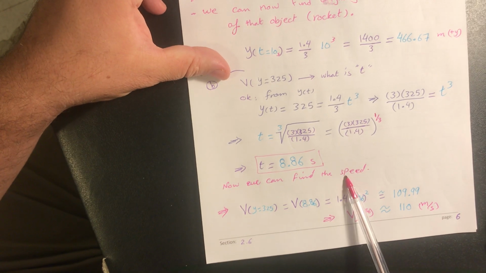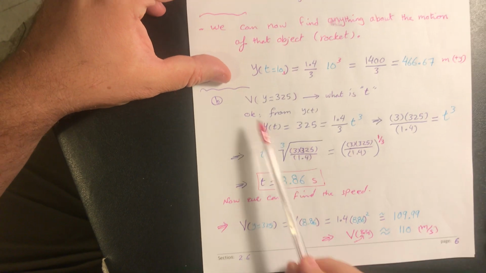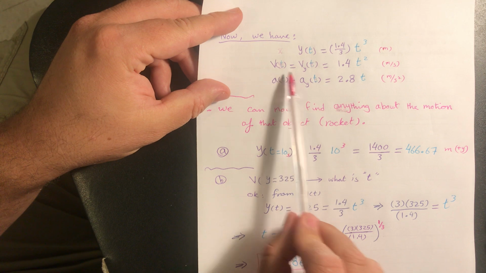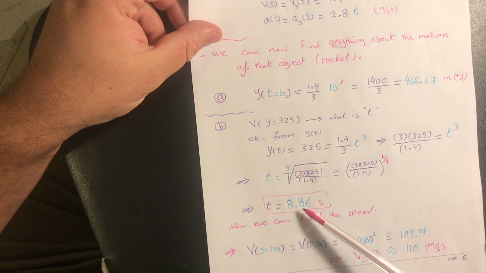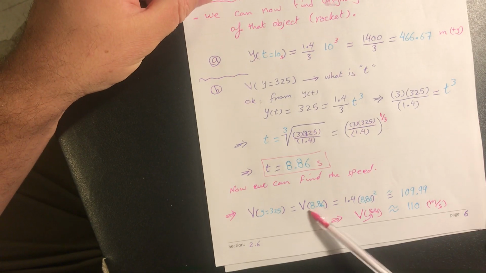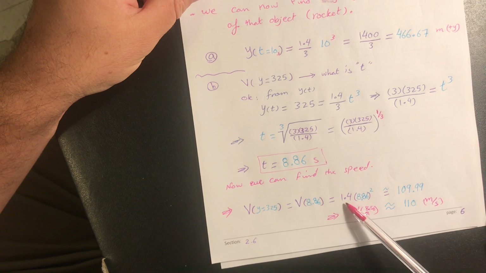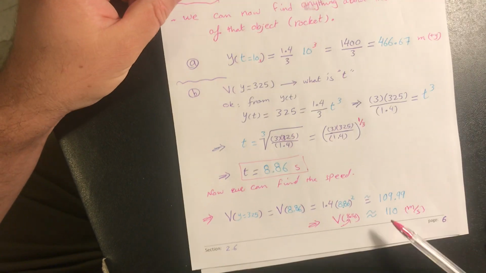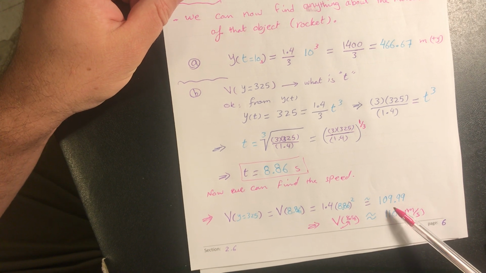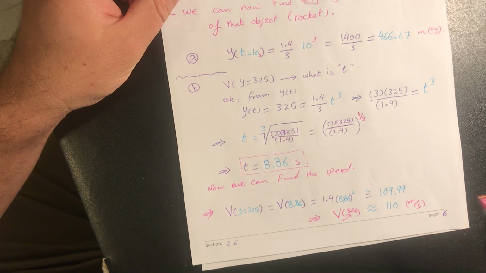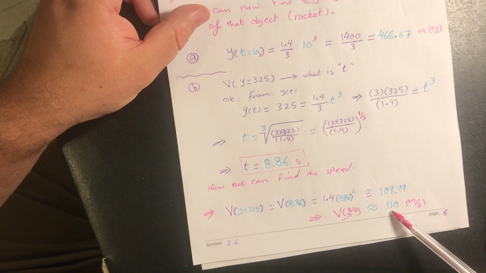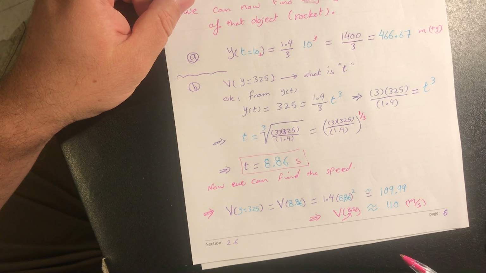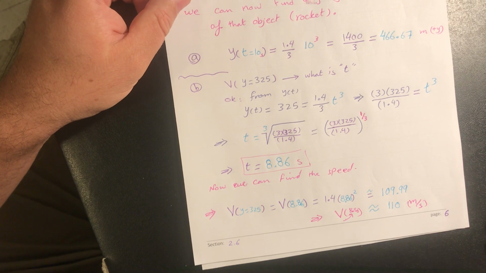Now we can find the speed. We need to use this t in the v function. We put 8.86 in the v function. It will be equal to 1.4 multiplied by this value squared, which is 109.99, approximately 110 meters per second upward, because it is a positive value.